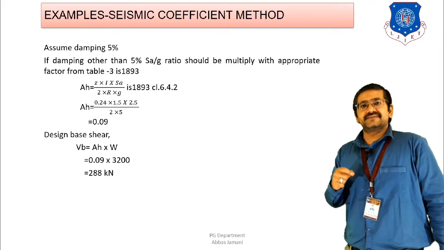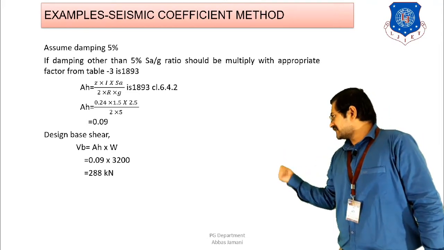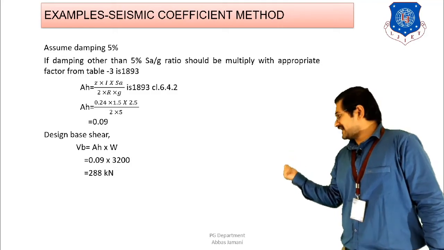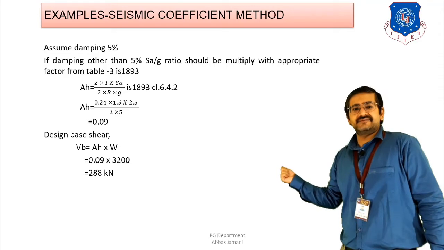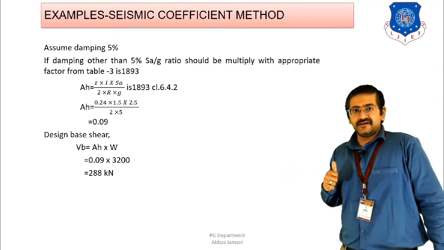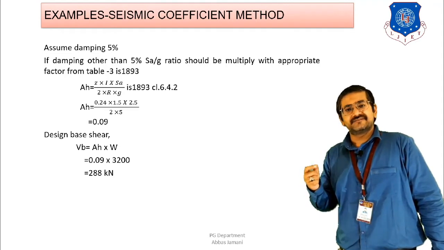Right? So that means we have all the parameters: Z equal to 0.24, I equal to 1.5, Sa by g equal to 2.5 and R equal to 5. When I substitute all these values, the value of Ah will be equal to 0.09. If I convert 0.09 into percentage, it becomes 9%.